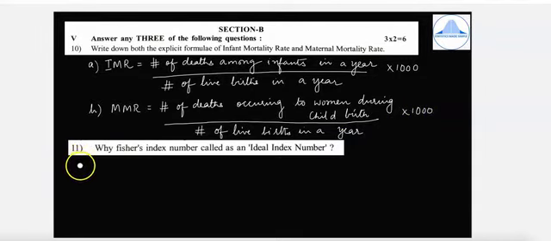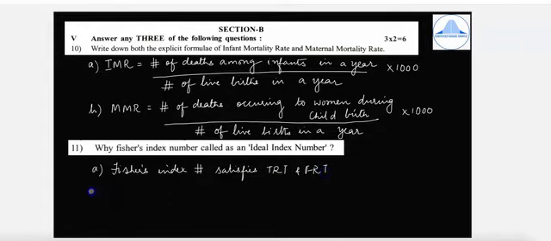The 11th question, why Fisher's index number is called as an ideal index number? There are 4 conditions. You can write any 2 of them. First one, Fisher's index number satisfies TRT and FRT. So TRT is a time reversal test and FRT is the factor reversal test. Second, Fisher's index number is free of bias.